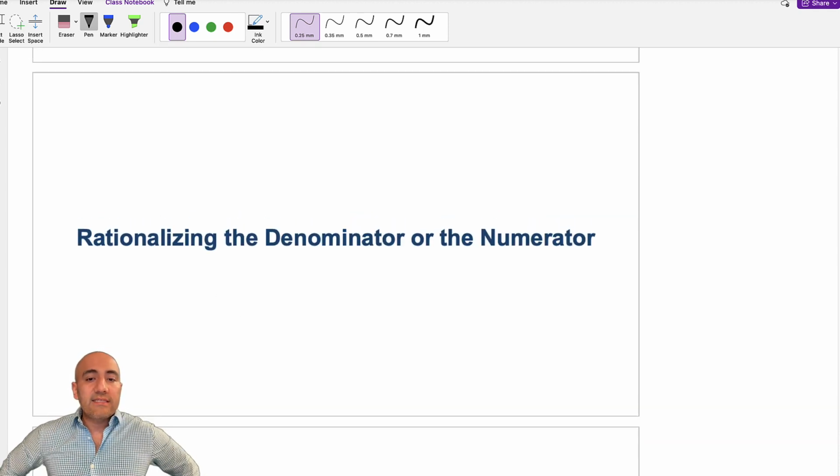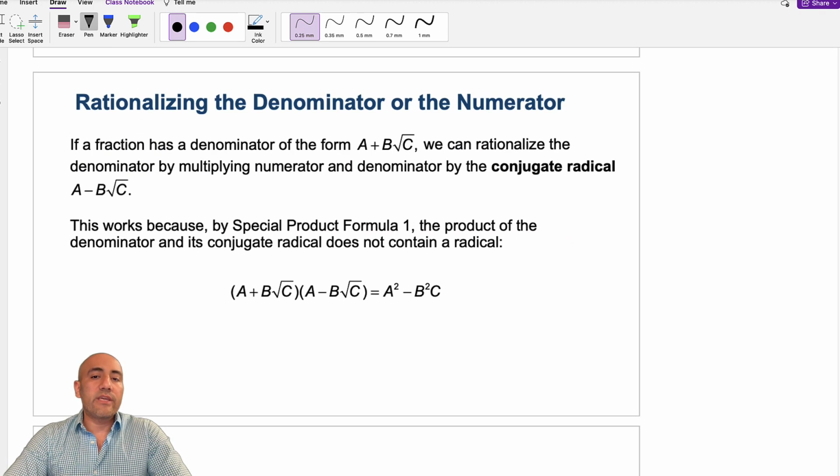Okay, rationalizing the denominator or the numerator. So we're going to be working with cases that fit this form. So if a fraction has a denominator of the form a plus b times the square root of c, we can rationalize the denominator by multiplying the numerator and denominator by the conjugate, a minus b square root of c.